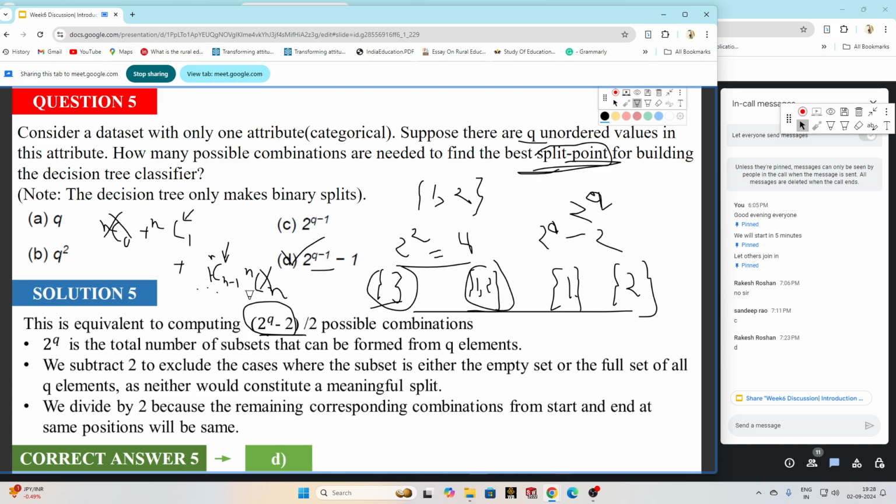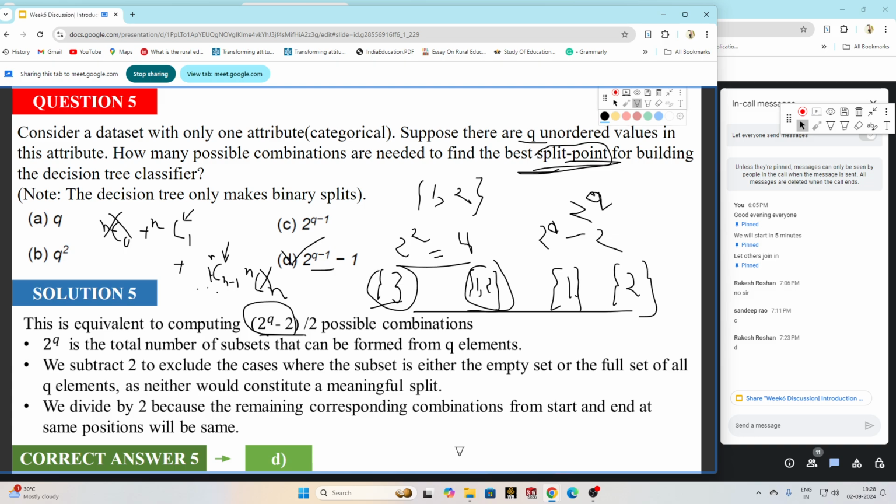Now we are left with this. But in this also we can see nC1 is equal to nC(n minus 1). That means we divide by 2, because out of this remaining corresponding combination, if we take from the start or from the end, at the same position, this will yield the same set. So that is why nC1 and nC(n minus 1) are the same. So we have to divide by 2, so that only one will be counted, the other will not be counted. So that is why (2 to the power q minus 2) divided by 2, that is 2 to the power (q minus 1) minus 1. So option D is your correct answer.